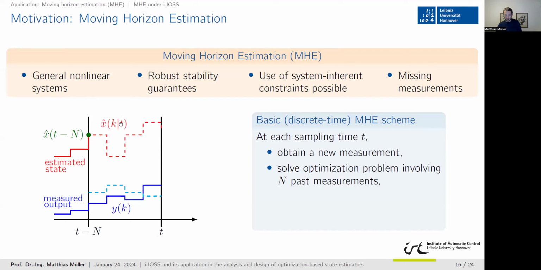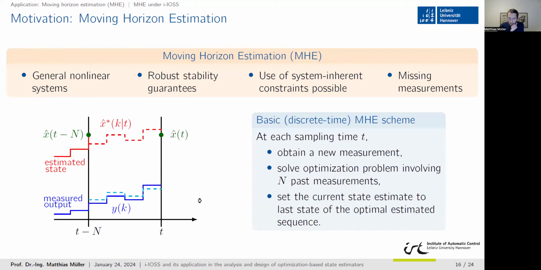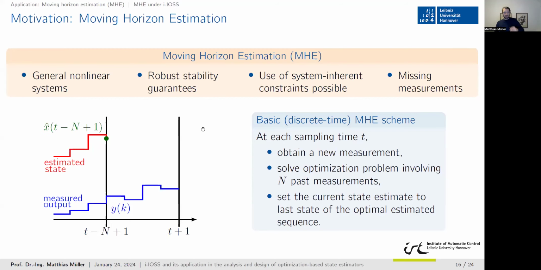So t after the bar is the current time at which I do the computation, and k is the time for which I do my estimation, right? So k goes from t minus N up to t. And once I found the optimal solution of the optimization problem that we saw, I denote it by x hat star, and then I define my current estimate to be the endpoint of this optimal estimated state sequence. This I denote by x hat of t, the endpoint of that sequence, and that's then my current estimate. Then I just shift the horizon at the next time instant, do the same thing again, and compute my next estimate.